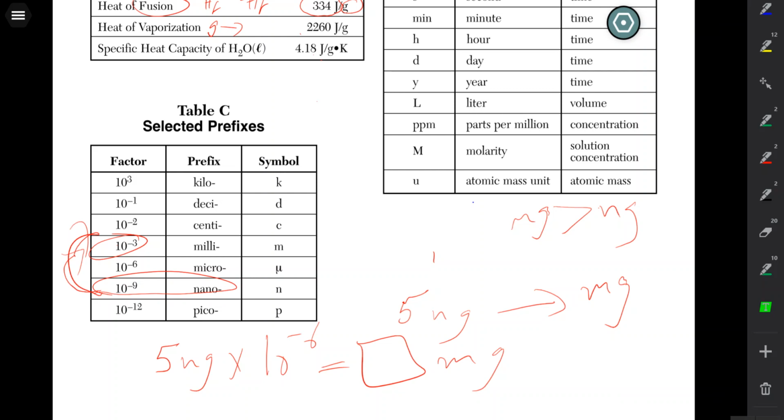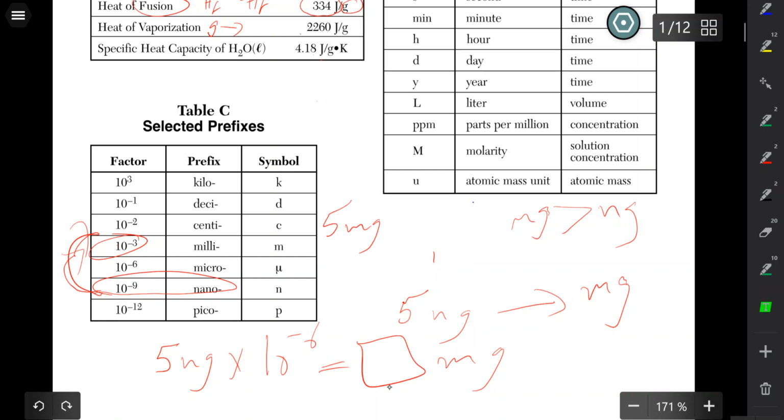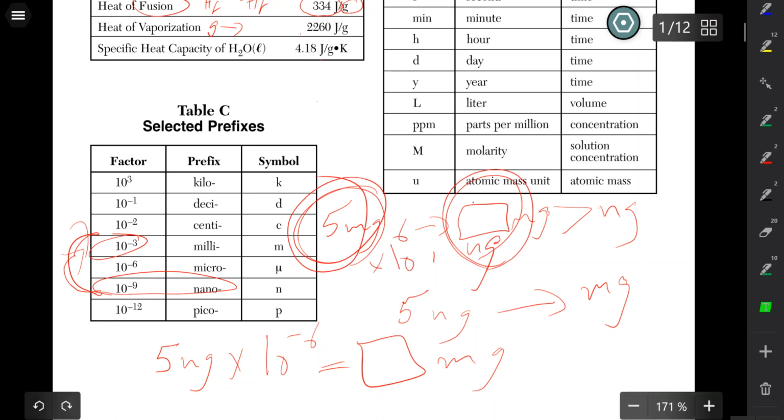And if you're going backwards, obviously, you'll be multiplying by a positive. So if you had 5 milligrams and you wanted to convert that to nanograms, very few milligrams equal a whole lot of nanograms. So I will be multiplying 5 by 10 to the 6 in order to get how many nanograms are equivalent to 5 milligrams. So 5 milligrams would be 5 million nanograms. Okay? Always ask yourself this logical question: am I converting to a smaller unit or am I converting to a larger unit?